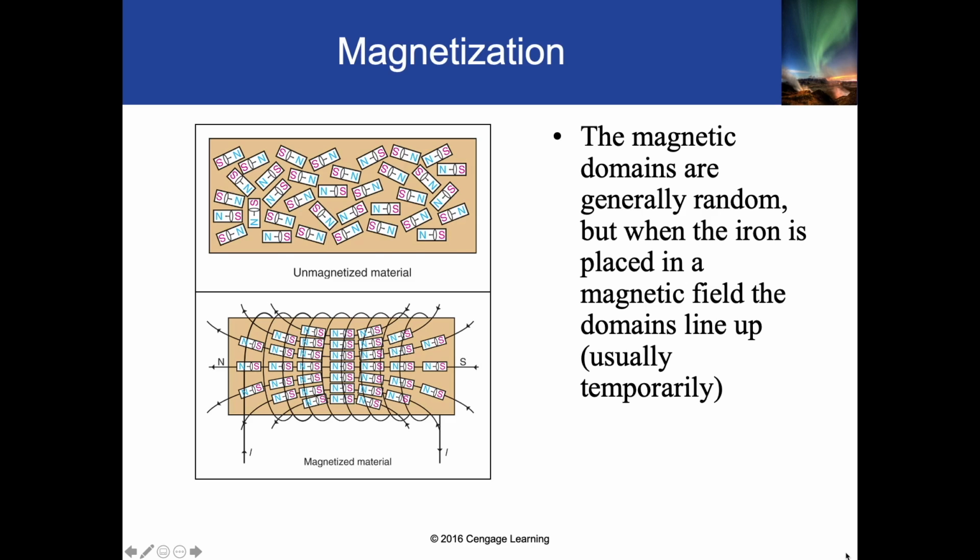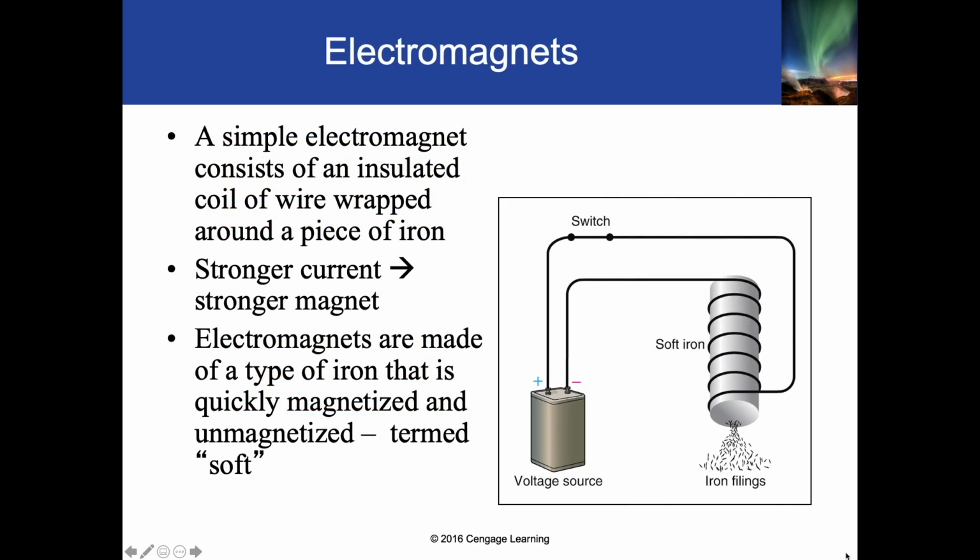That's pretty cool. And so this is the same thing I was talking about, where you take a needle and you stroke it on a magnet. It does the exact same thing, because in the needle, it's all random, and then you stroke it on a magnet, and then it becomes ordered that way, and then you can use it as a compass needle. The magnetic domains are generally random. When the iron is placed in the magnetic field, the domain lines line up, usually temporarily. Interesting. Okay, we're going to have a couple more slides here and we'll end this so I can talk to the Monday group about their experiments.